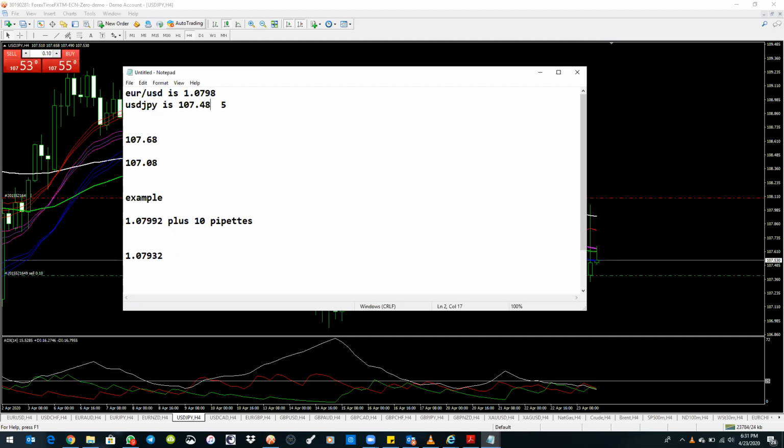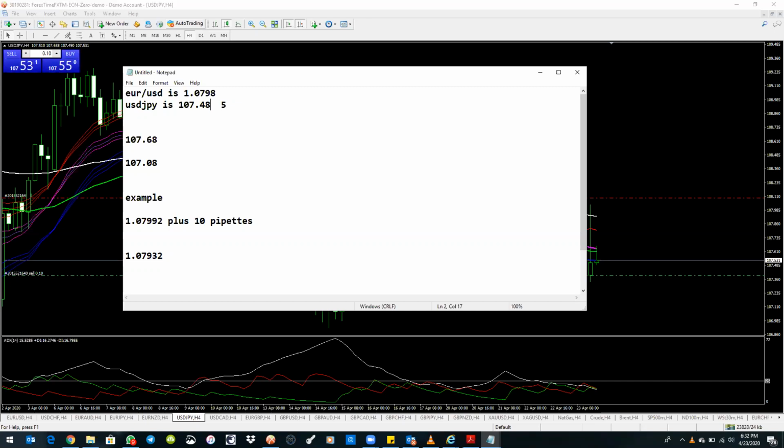And then the value of the pip. Each currency carries a different pip value, because the exchange rate for each currency against the dollar and each currency against itself is different. So they don't all carry the same pip value. So when you are trading, you need to know that.